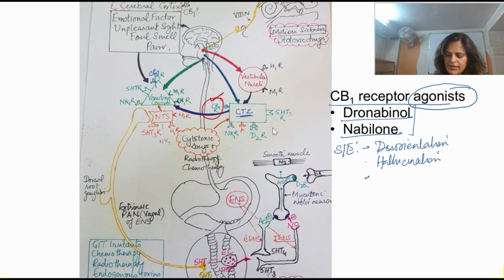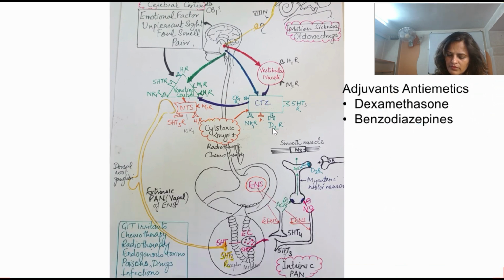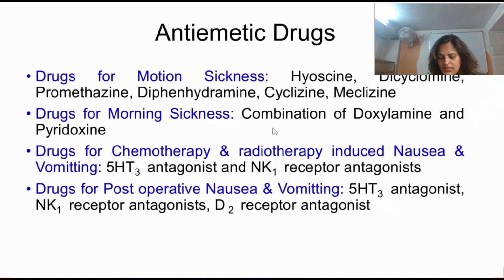Now the next group of drug is adjuvant antiemetics, like dexamethasone. Already I have shown you, with aprepitant and ondansetron, dexamethasone is given for both the acute phase as well as the delayed phase of the emesis due to cancer chemotherapy. And the main mechanism is, maybe it exerts an anti-inflammatory effect. Benzodiazepine is going to take care of the psychogenic component of the emesis. So these two are adjuvant antiemetics. That's all about the antiemetic chapter.